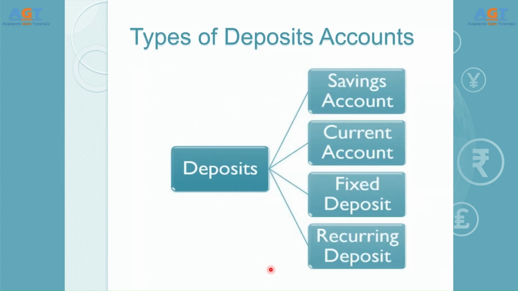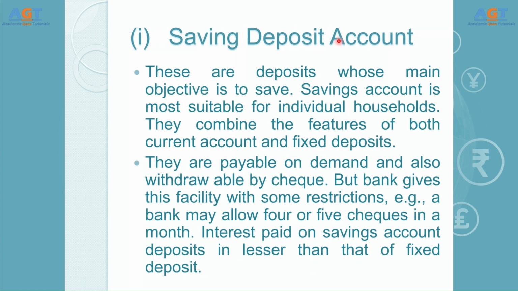Types of deposit accounts. This slide classifies deposits into four main types: savings account, current account, fixed deposit, and recurring deposit. Now we'll discuss each type, starting with the savings deposit account. Savings deposits are designed mainly for saving and are most suitable for individual households. They combine features of current account and fixed deposit.